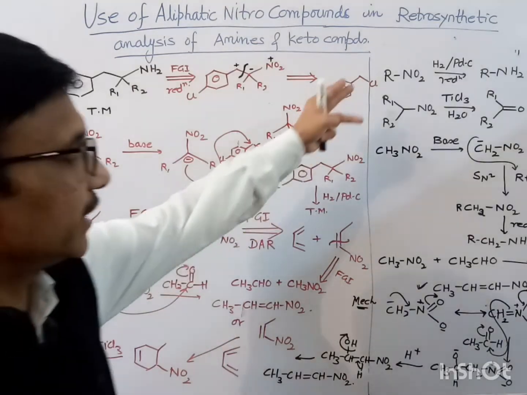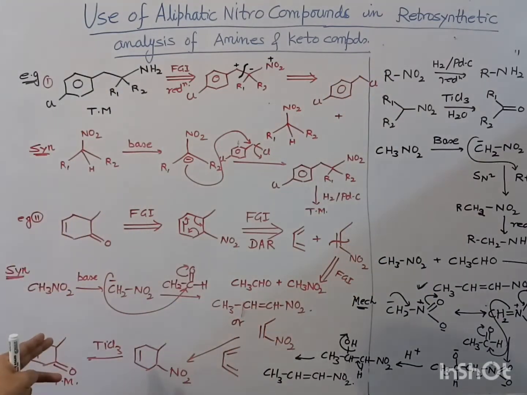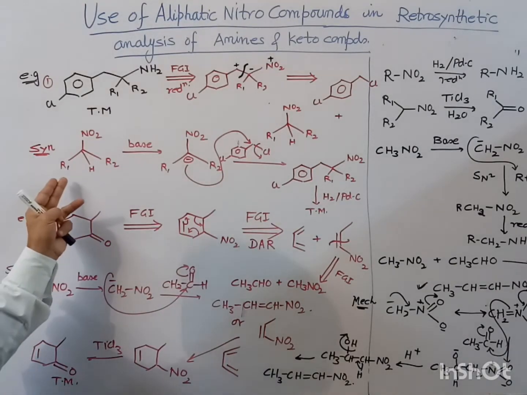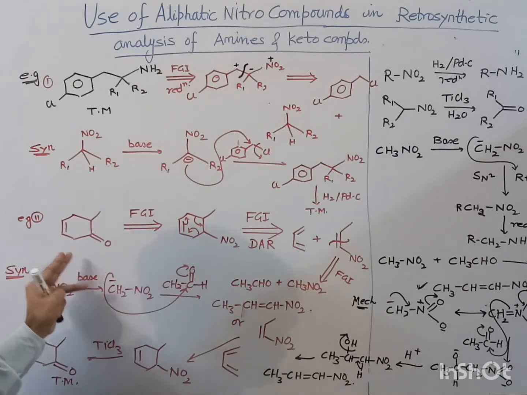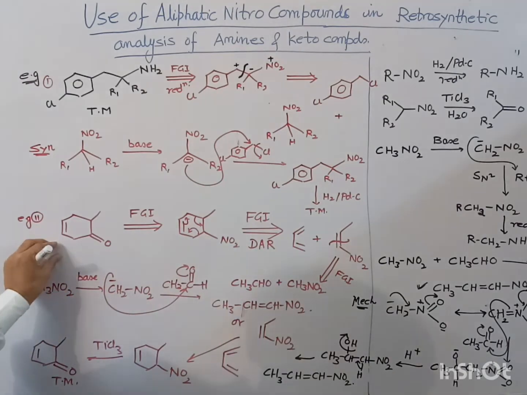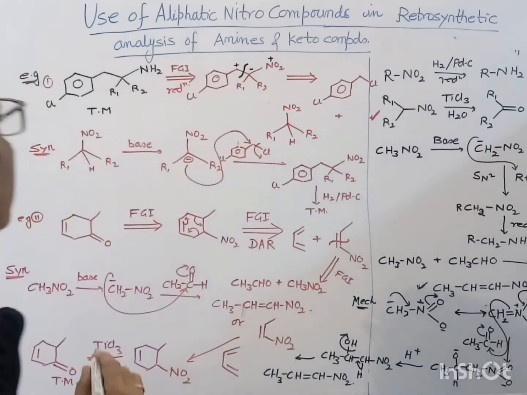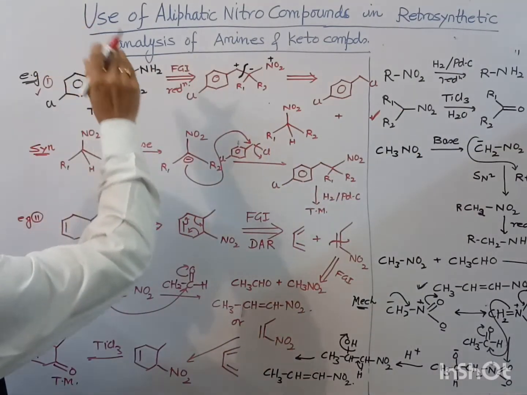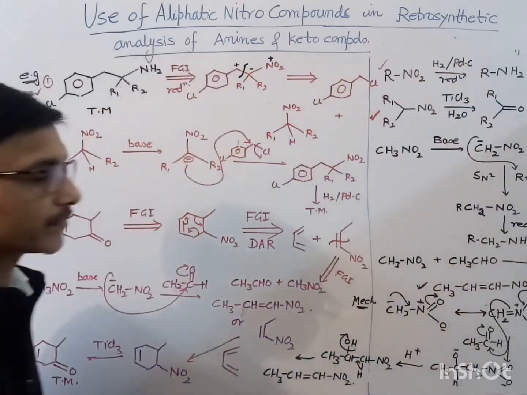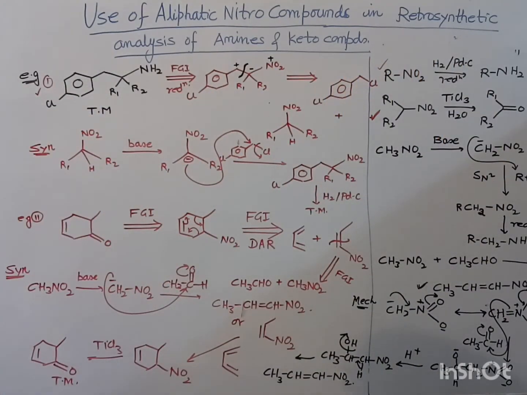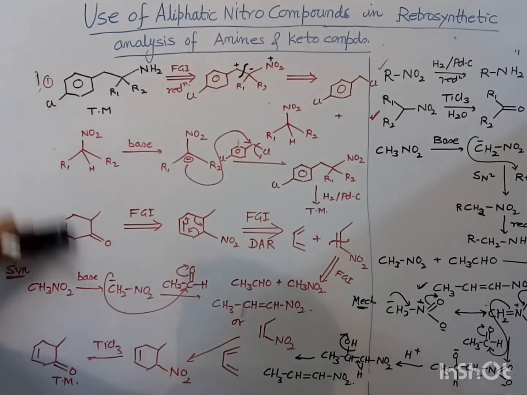So using these reactions, we can write the retrosynthetic analysis of this amine or this keto compound. If we have a keto compound, then we should follow this reaction. If we have an amine compound, to write the retrosynthetic analysis of the amine compound, we should follow this reaction. Okay, now let's see another example.